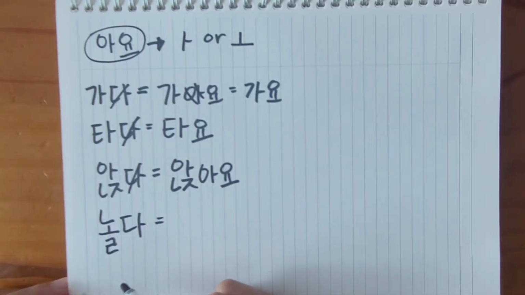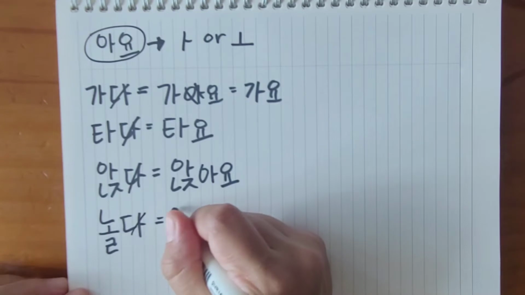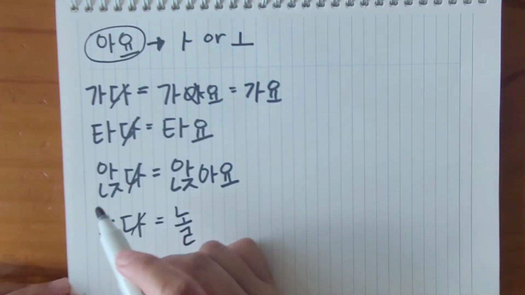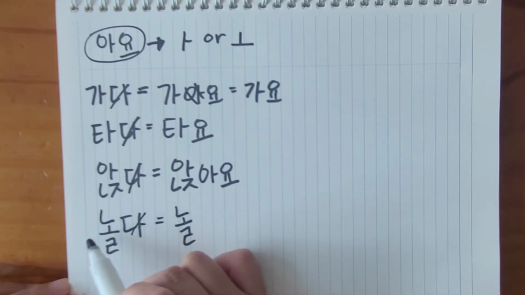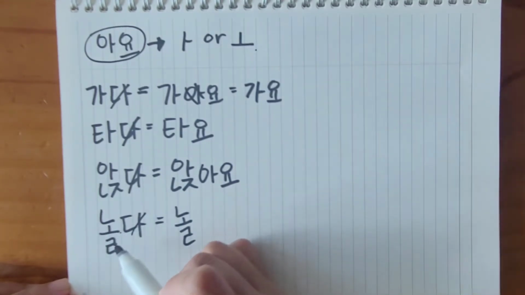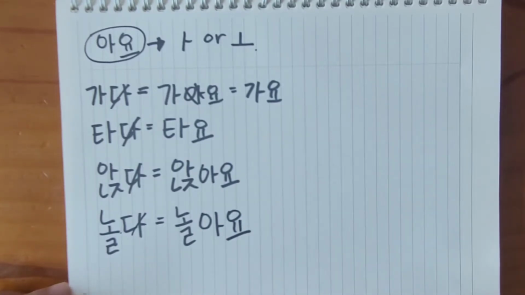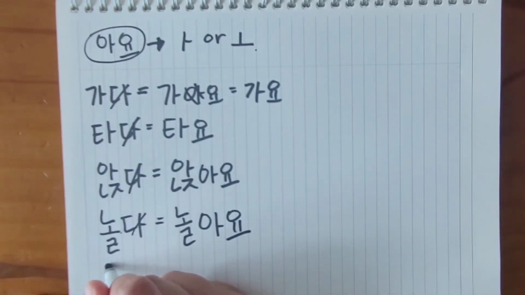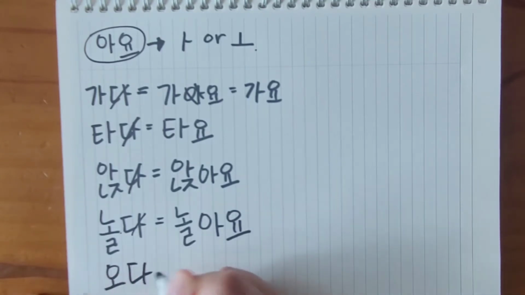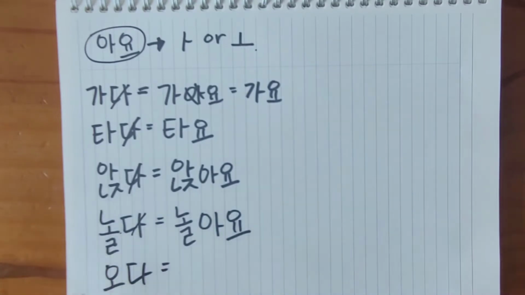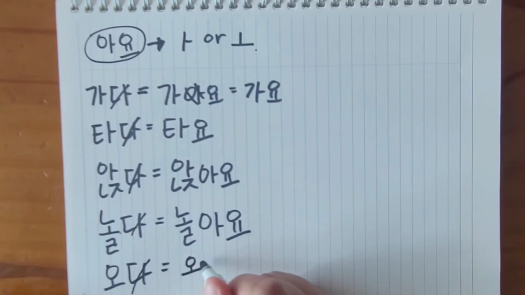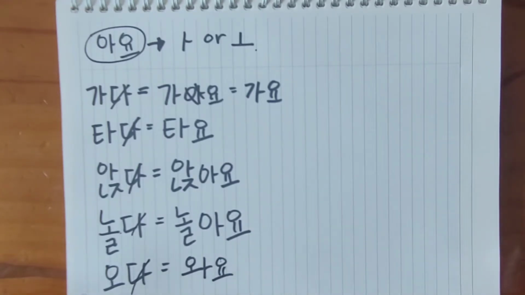nulda means to play. We drop da. So, ito diba? Yung final vowel niya ay o. Same sila o. So, we add a. Nurayo. And then, we have uda. Uda means to come. So, we drop da. U plus a. Yu. Wayu.